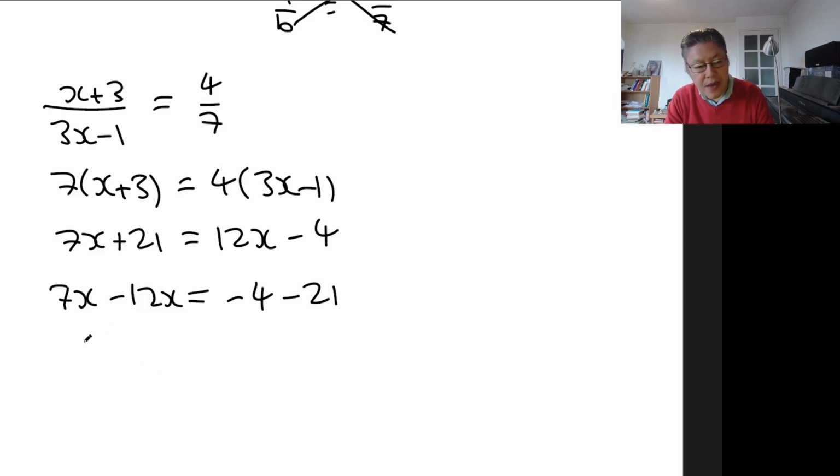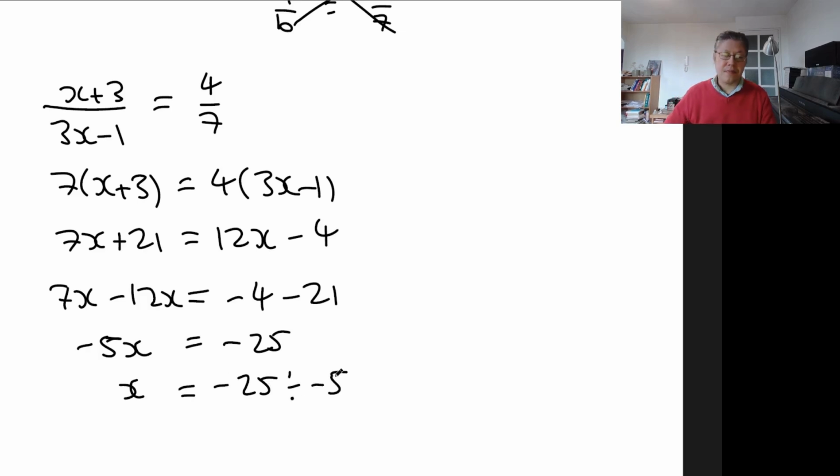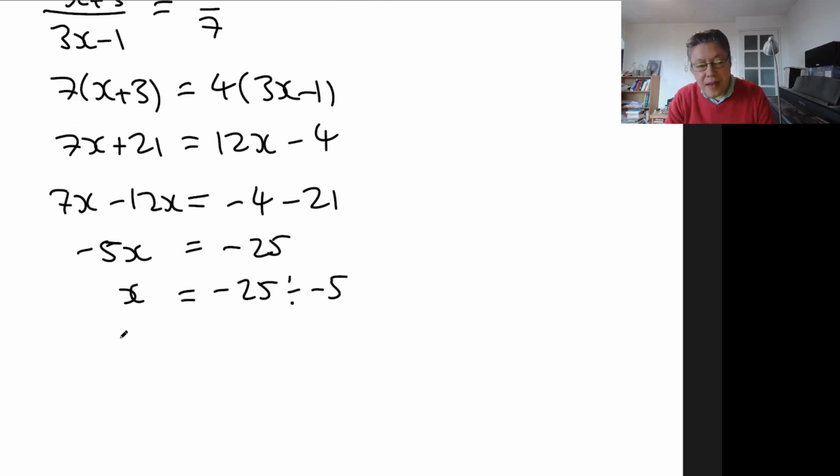So on the left we get minus 5x equals, and here we get minus 25, and then we get x equals minus 25 divide minus 5, and finally x is 5. So this is the answer, and that's finished.